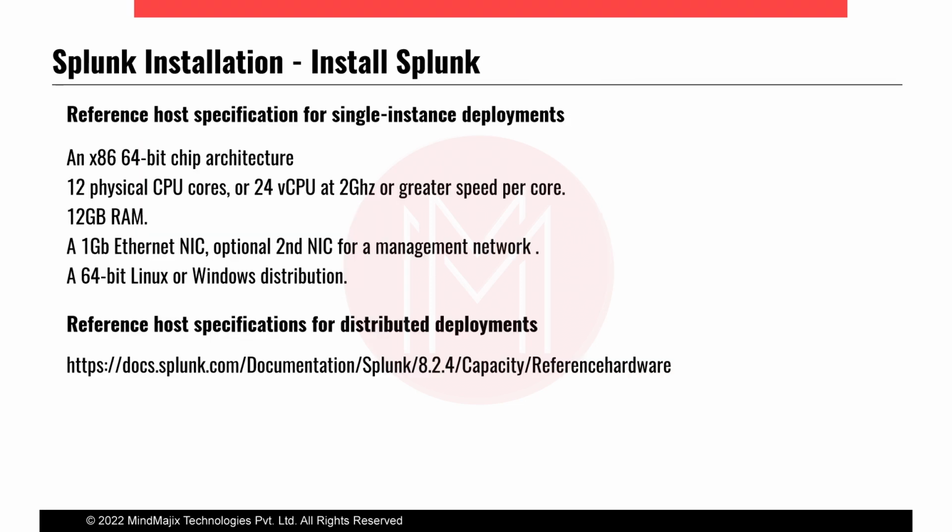There are some prerequisites that should be kept in mind for installing Splunk so that it can work efficiently. It is more inclined toward the hardware side, and the host specification for a single instance deployment is based on a 64-bit chip architecture. It should be 12 CPU cores or 24 virtual CPU cores at 2 gigahertz or higher speed per core. The RAM requirement is 12 GB, and Ethernet for connectivity is suggested to be 1 GB. It should be a 64-bit Linux or Windows distribution.